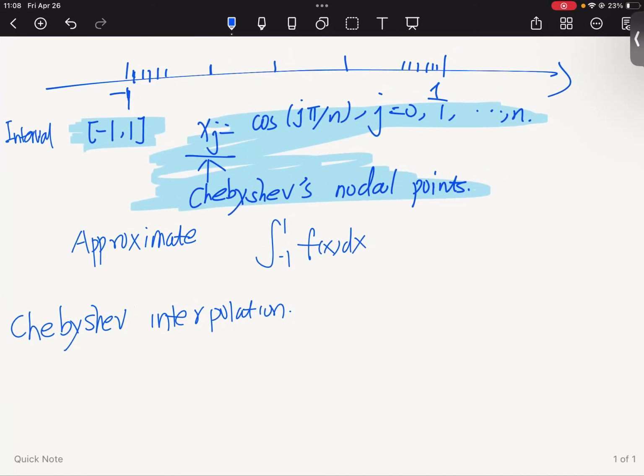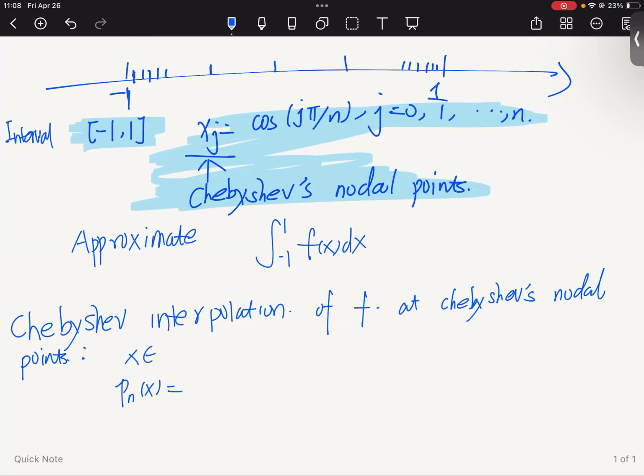First, let's record what we have in the Chebyshev interpolation: the Chebyshev interpolation of function f at the Chebyshev node points. The Chebyshev node points are expressed as above. We just mentioned how to decide the Chebyshev node points by the cosine function, and the interpolation p_n(x) looks like this, for any x belonging to [-1, 1].